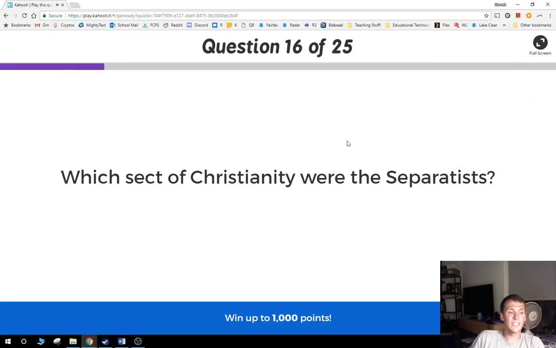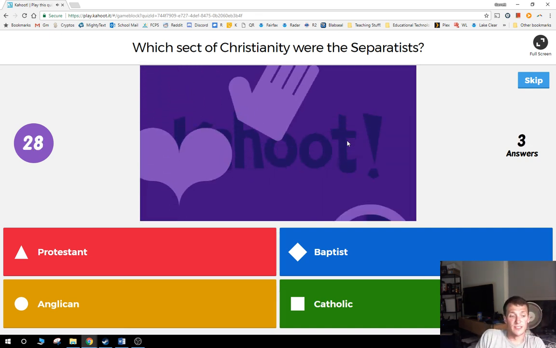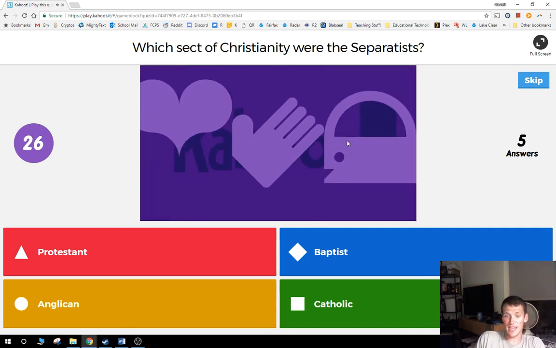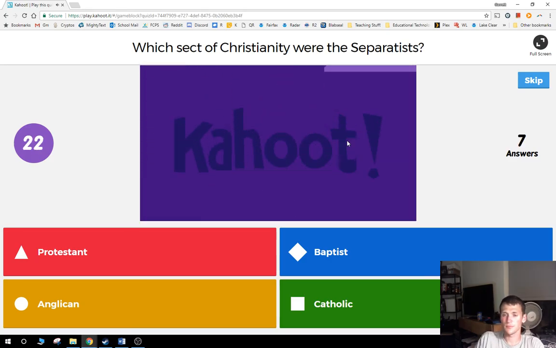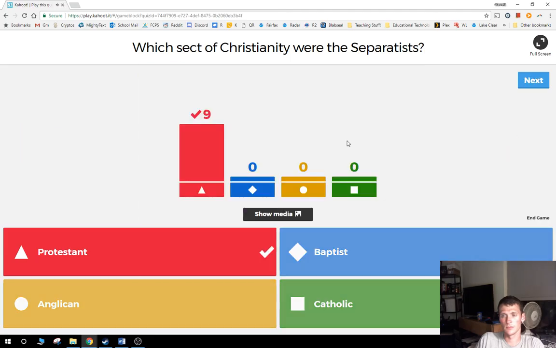Here we go. Which sect of Christianity were the separatists? Were they Protestant? Were they Baptist? Were they Anglican? Or were they Catholic? Protestant is correct.